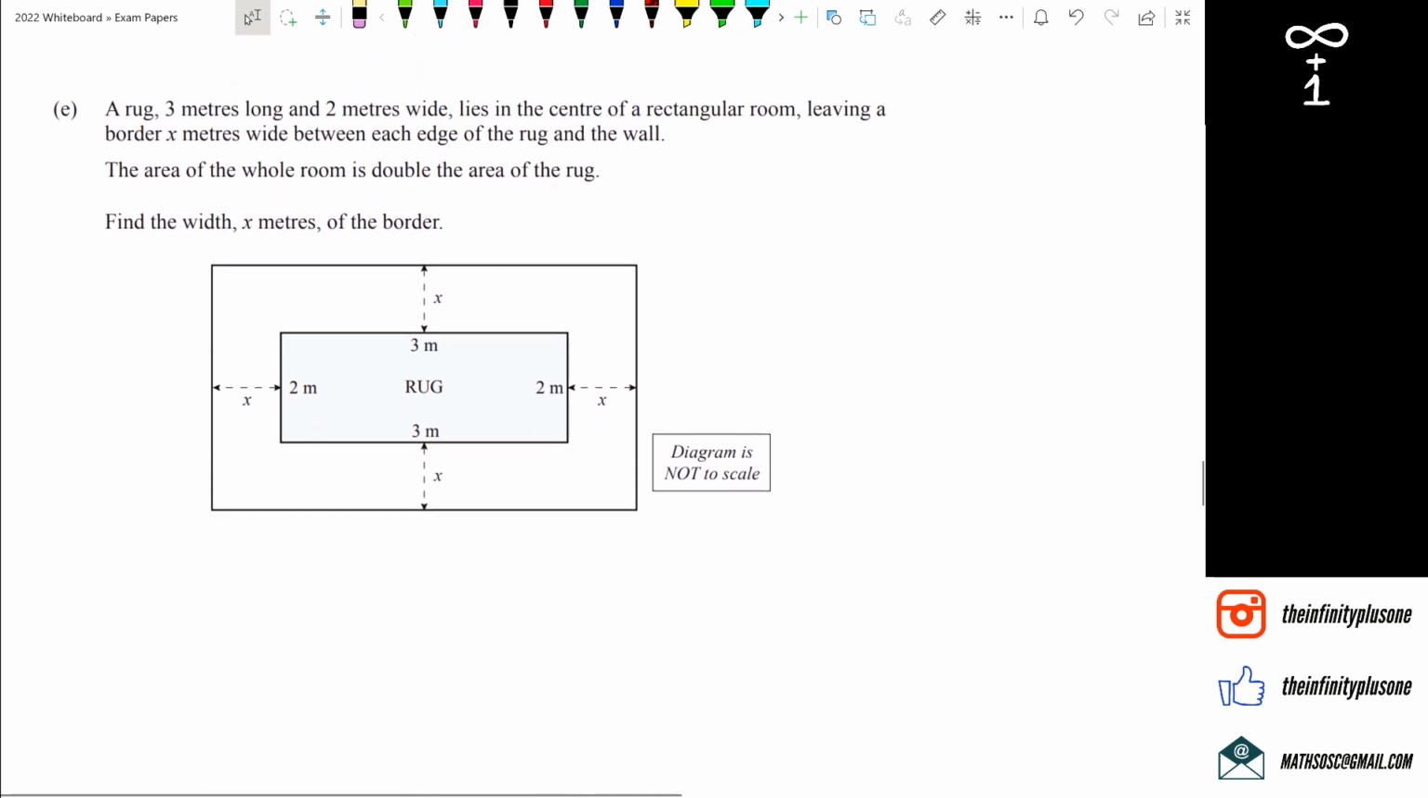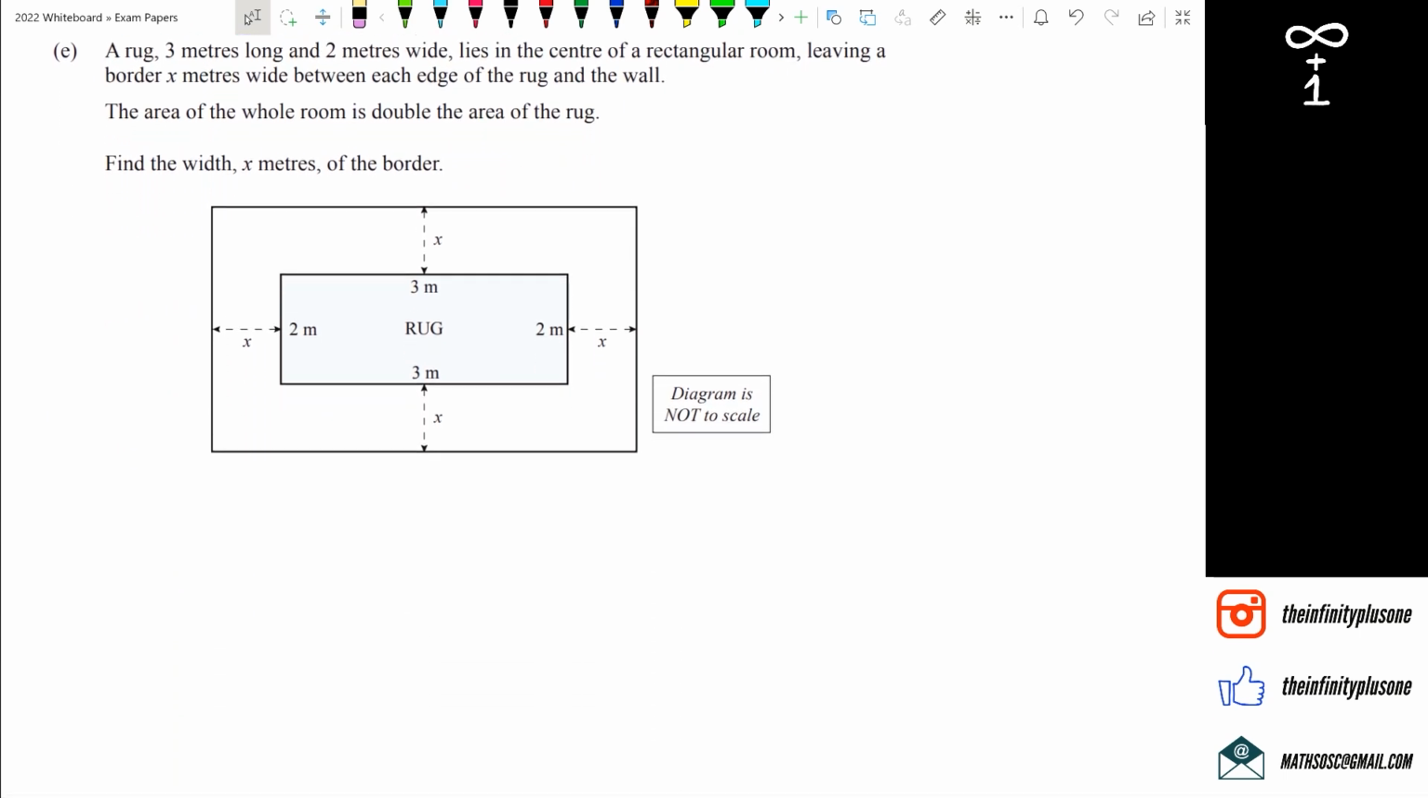Cool, let's go to question E. With question E, we've got a rug and then some space, like a rectangular room. It says the area of the whole room is double the area of the rug. So let's work out the area of the rug, because that's nice and simple. Area of the rug is base times height, which is 3 times 2, which is 6 meters squared. Double that means the area of the room is going to be 12.